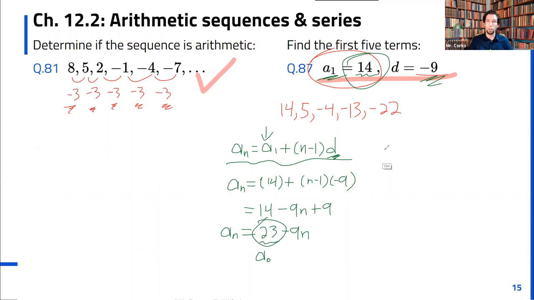So we could have gotten that without using the formula. Just do the opposite of subtracting 9 one time, and that would have given us our 23 over here. That's what the constant will be for this term. That's kind of a shortcut, but if that doesn't make sense, then just use the formula, substitute in the numbers, and we'll get it.